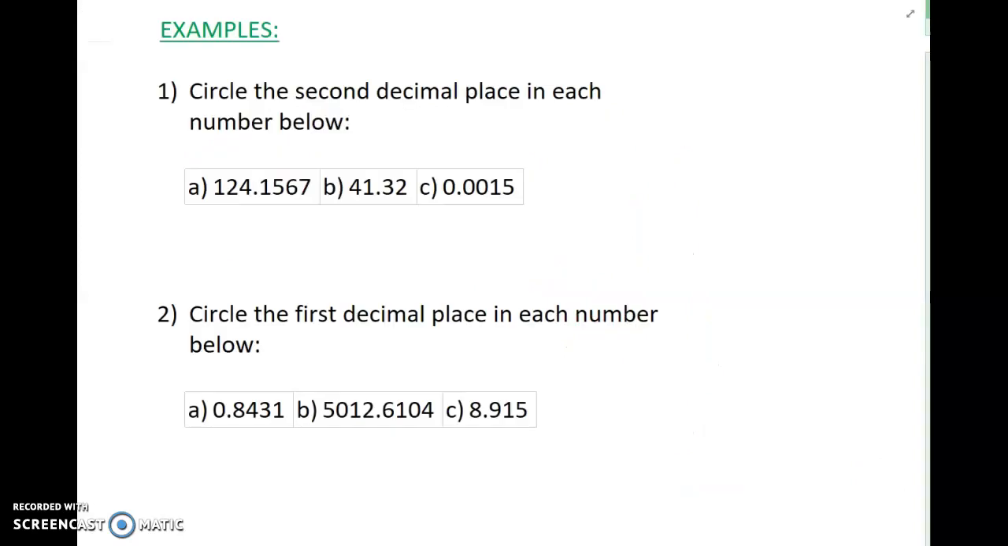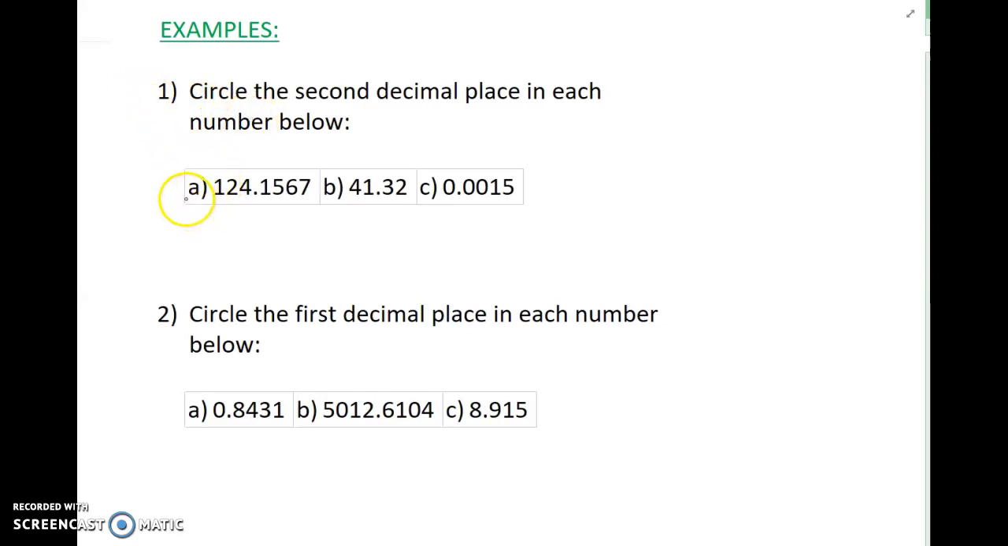Alright, so now we're going to look at some examples. Now in these examples, if you want to try them without seeing the answer, first just pause the video and try them, and then when you're done, continue playing, and then you'll see the answers. Alright, so let's look at the questions that we have here. The first one says, circle the second decimal place in each number below.